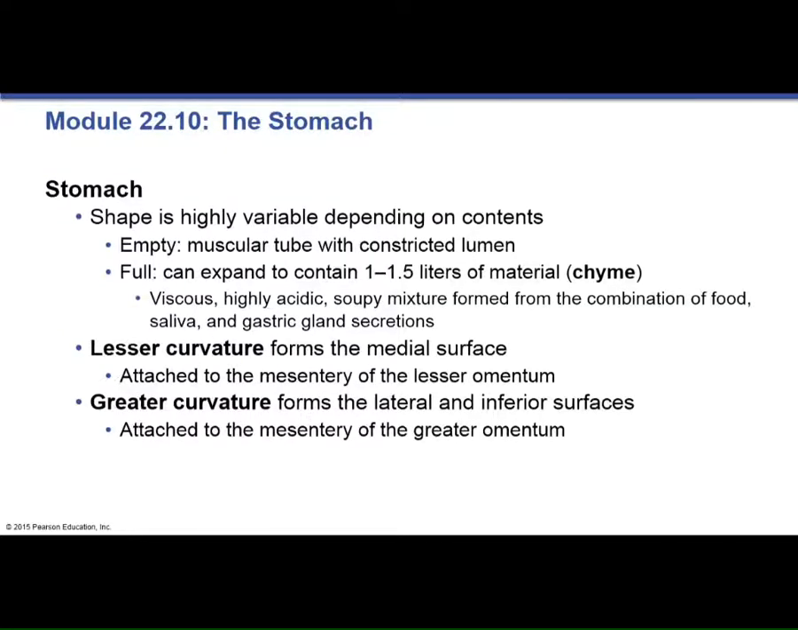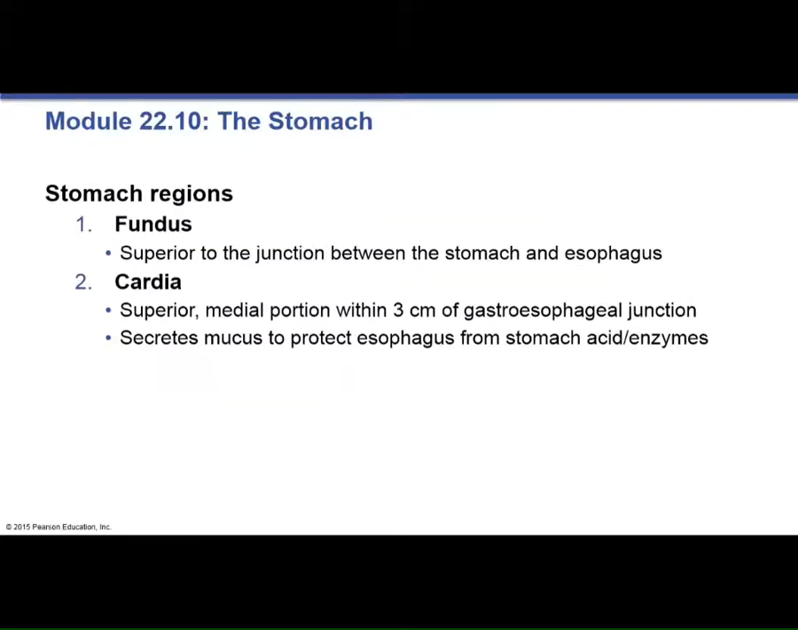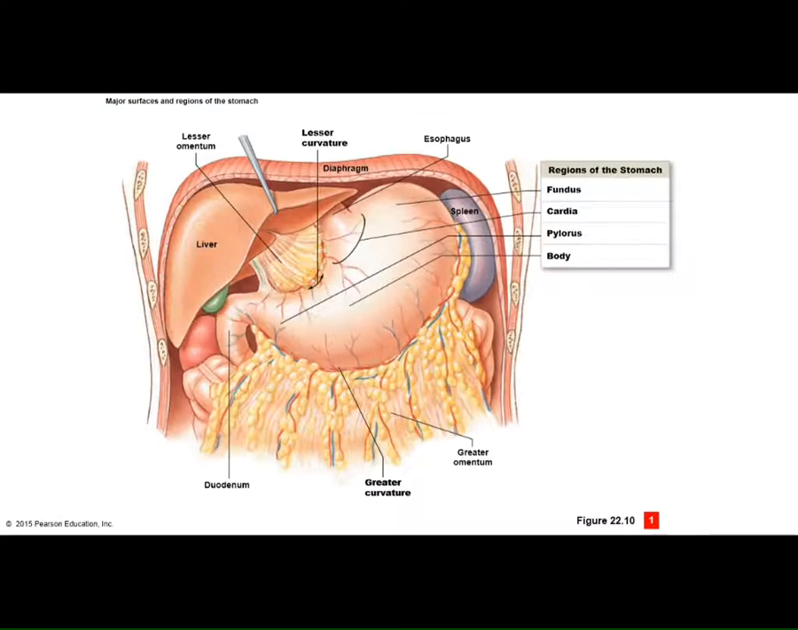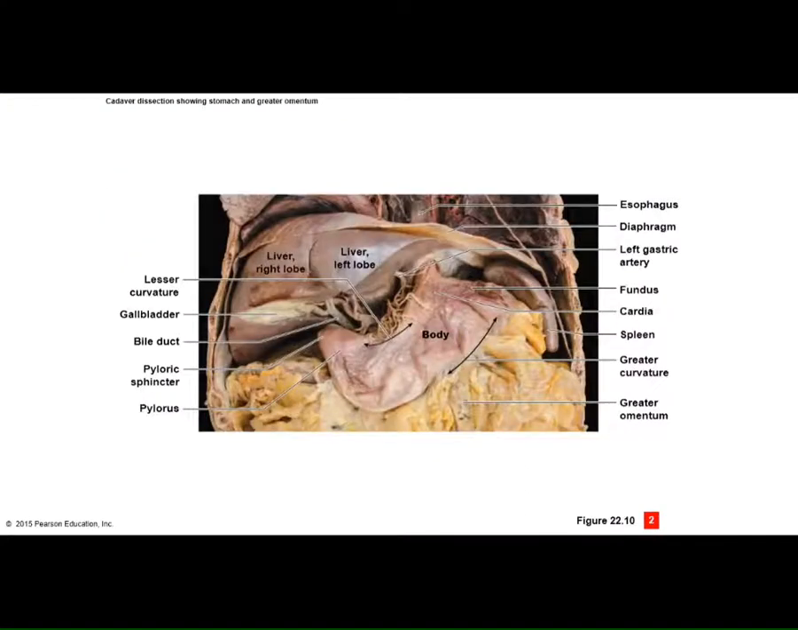We'll skip over 10. This is just talking about the structure of the stomach itself, the regions, the fundus, the cardia, the body, the pylorus. That's a review. Looking at the parts of the stomach, looking at it in anatomic position.